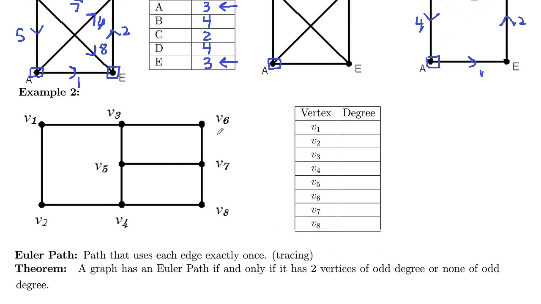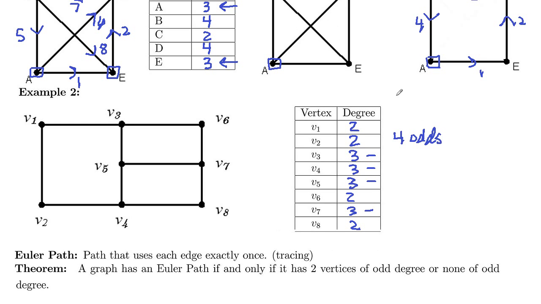So example 2, I've got this diagram, and I want to know, based on the degrees of the vertices, go ahead and list those out, and then tell me, can you trace this diagram? So pause the video for just a second, list out your degrees, and tell me whether this is a yes or a no. Okay, so for your degrees here, you should get 2, 2, 3, 3, 3, 2, 3, and 2. And we see we've got 1, 2, 3, 4 vertices of odd degree, 4 odds.